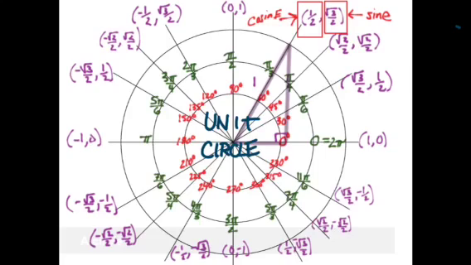Again, if I wanted to know cosine of 7 pi over 6, I find 7 pi over 6. It's right here. Cosine is the x value. It's negative root 3 over 2. Sine of 7 pi over 6 is negative 1/2. Let's say I want to know cosine of 300. That's 1/2. Sine of 300 degrees is negative root 3 over 2. That's equivalent to 5 pi over 3, which is just the arc length as we go around there.